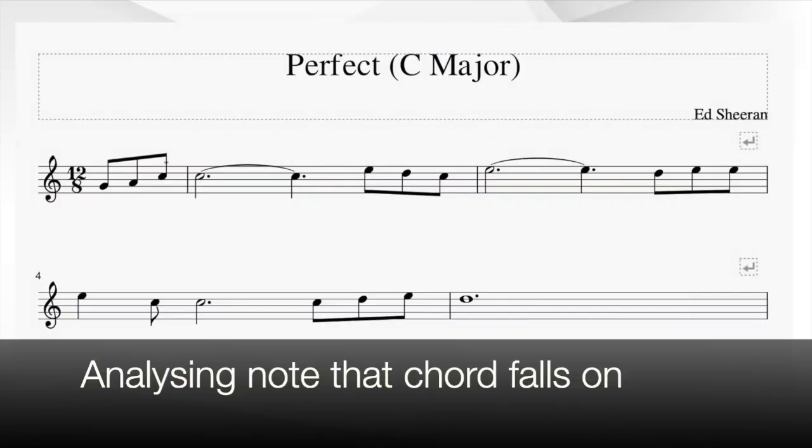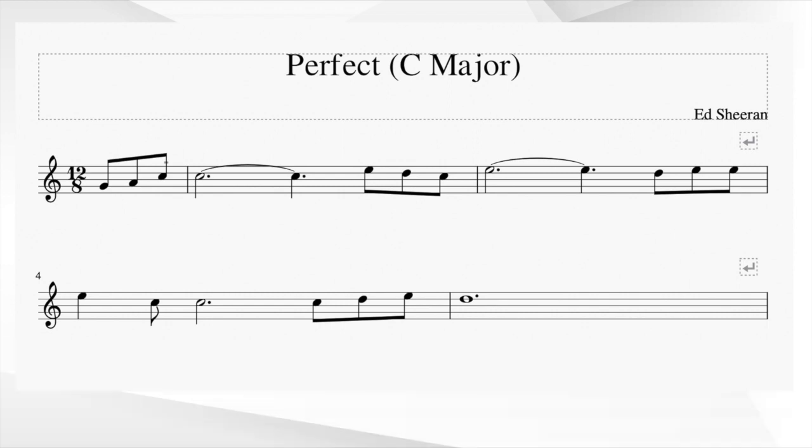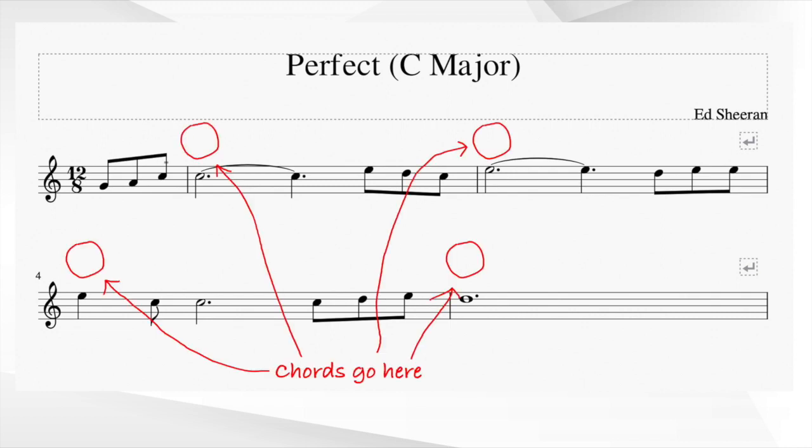The second method we can use to guess chord progressions would be to look at a melody note that the chord lands on. For instance, here is Perfect by Ed Sheeran again, transposed to the key of C major for demonstration purposes. As chords are normally put at the start of the bar, here are where the chords are supposed to be, and our job is to figure them out.